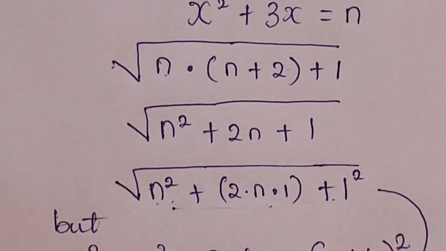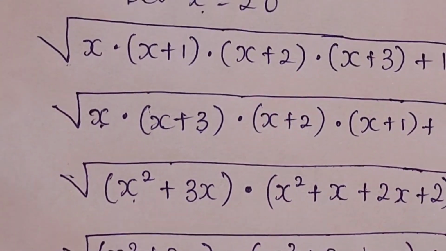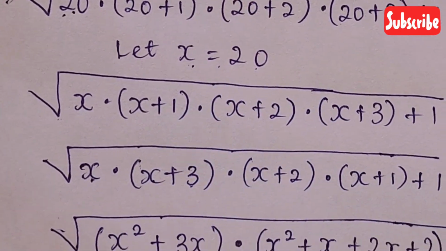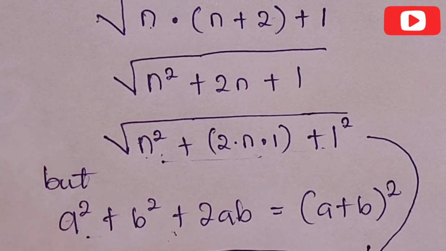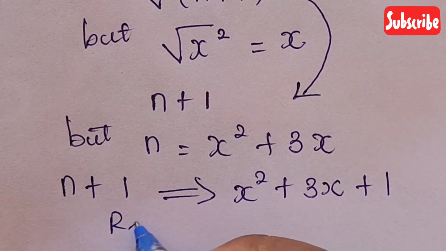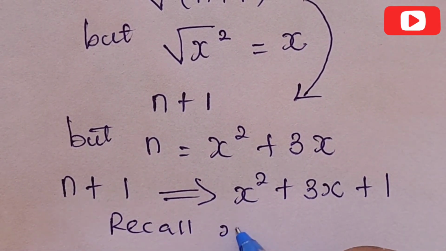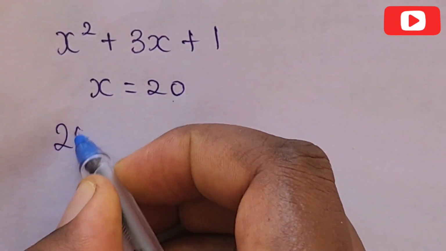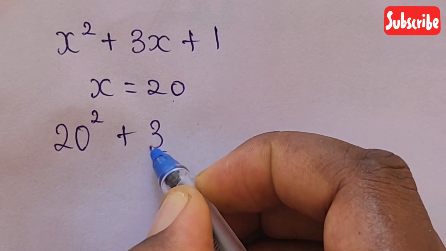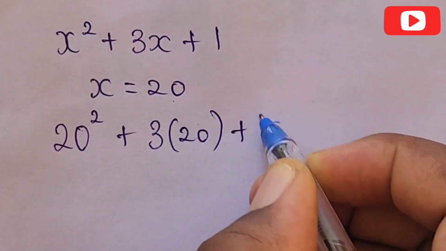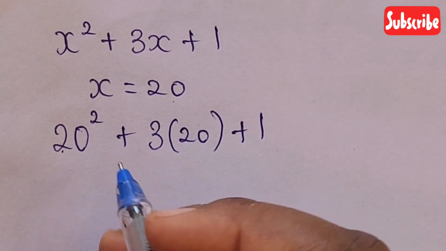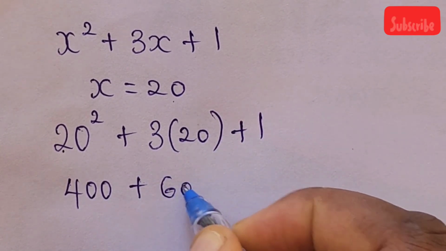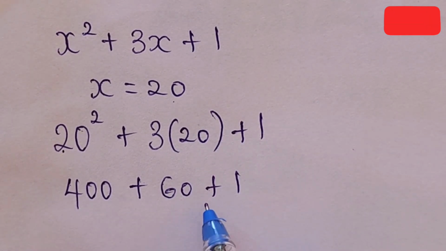Let's recall from the beginning, we made our x equal to 20. So our x is equal to 20, so we have 20 to the power of 2 plus 3 times 20 plus 1. So 20 to the power of 2 is 400, plus 60, plus 1. So when we add this, we have 461.